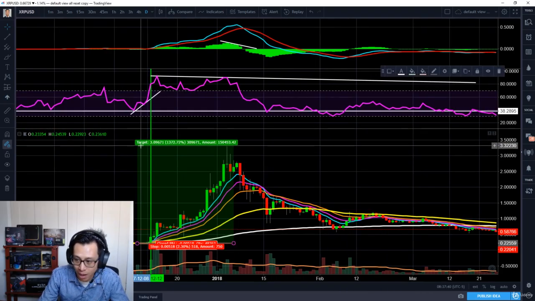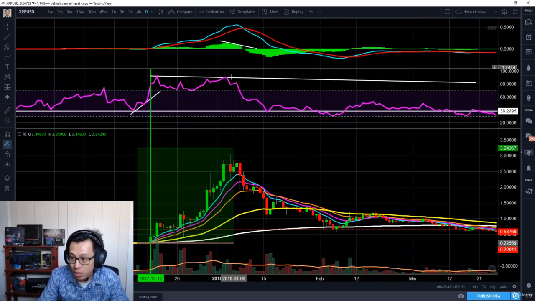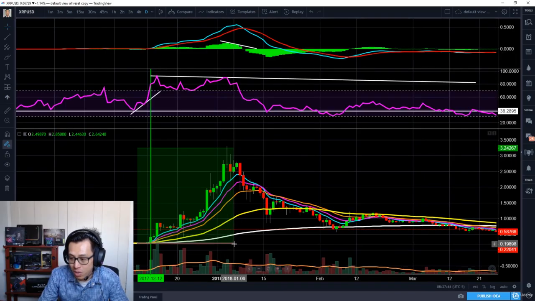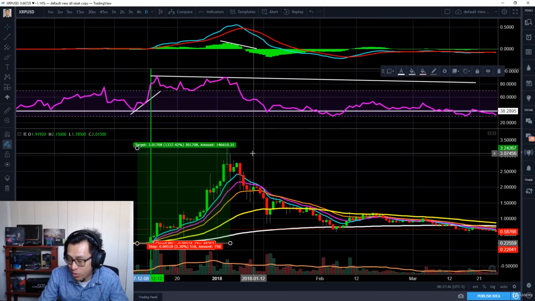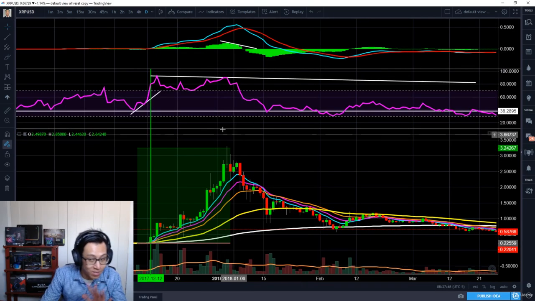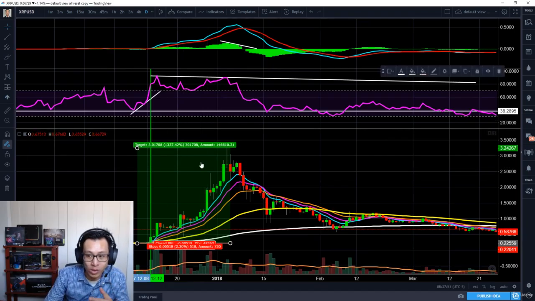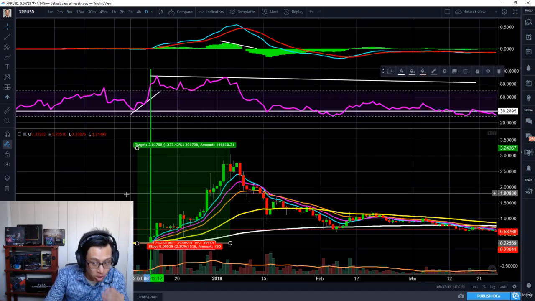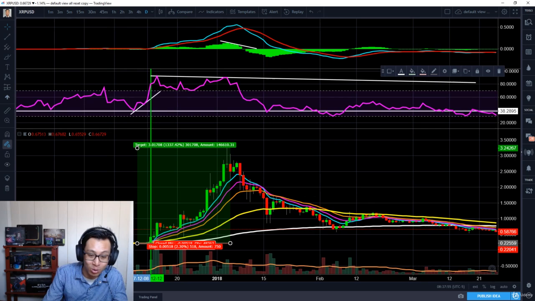Or you could have caught it at the very top if you immediately noticed the next day that the histogram ticked down. So you could have caught it around the 307 range as well. And this would have made you a 1,100%, 1,337% gain. Pretty cool, right?